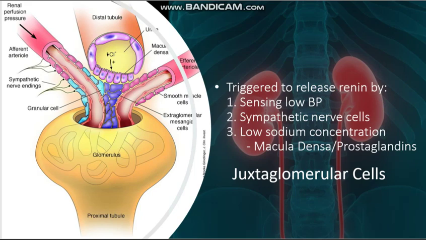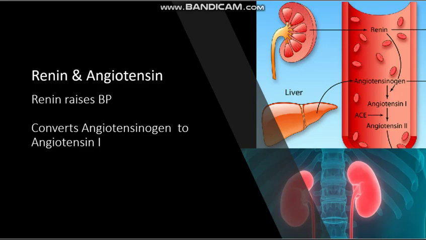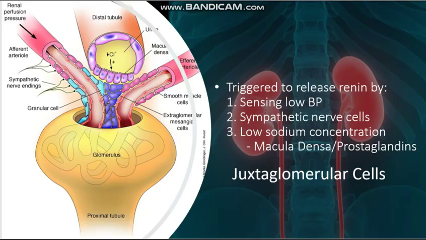As we can see here in the figure, the sympathetic nerve endings end on the juxtaglomerular cells, and when they are triggered, and these nerves fire after a major stressor, they trigger the JG cells to release renin as well.